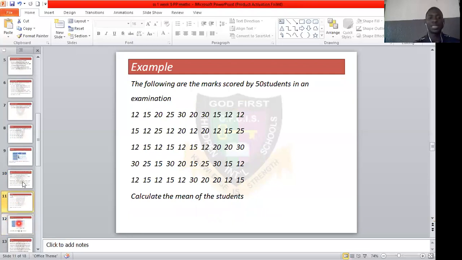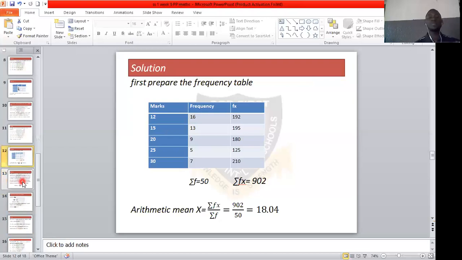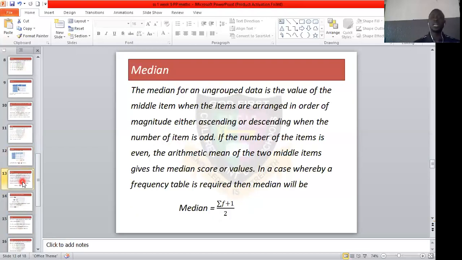So we go to the median. We all know what median means. Median is the number that falls in the middle. And from the name, you can see. Let me read the note for you. The median from grouped data is the value of the middle item when the items are arranged in order of magnitude, either ascending or descending.